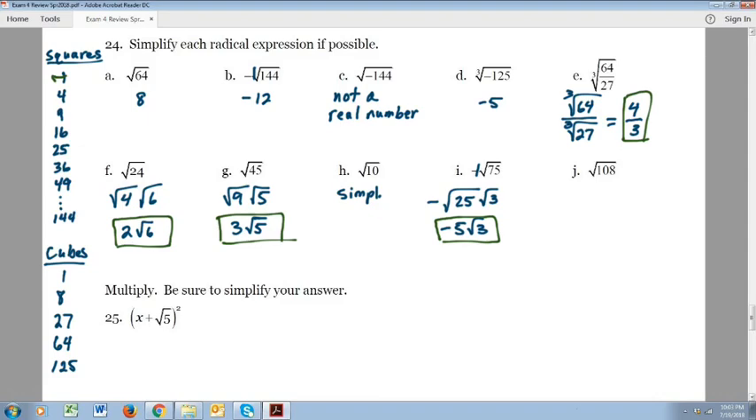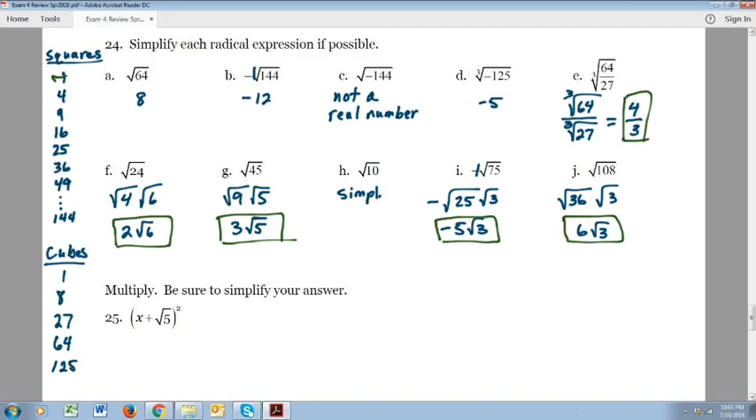Now you got to be careful on letter J. You might think perhaps that it's 9 and 12. 9 does divide into 108, and 9 is a perfect square, but notice 12 also has a perfect square factor of 4. And so we need to find a bigger perfect square here. Turns out it's 36. 36 times 3 is 108, and so we get 6 square roots of 3.